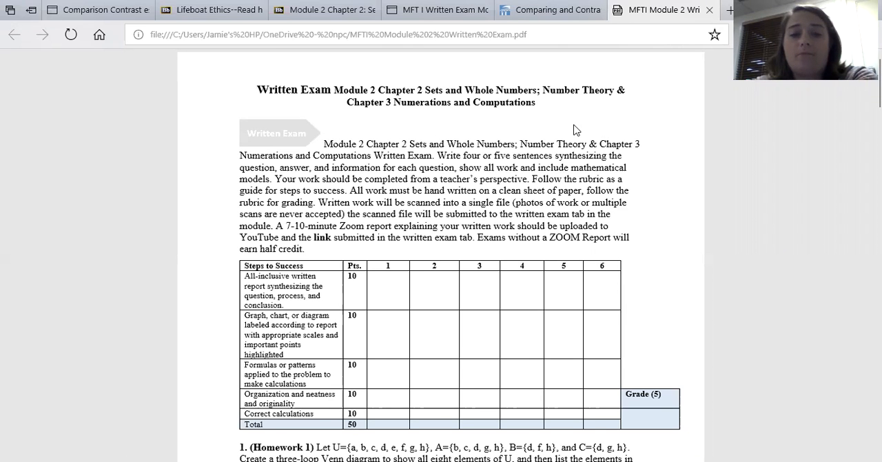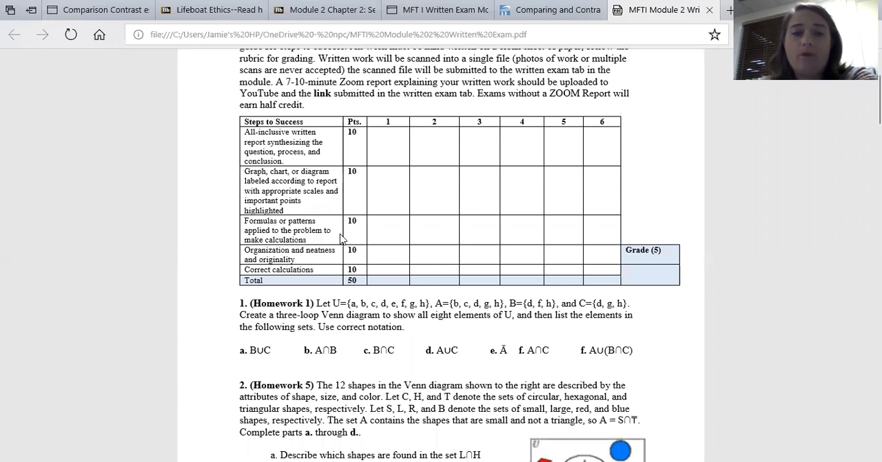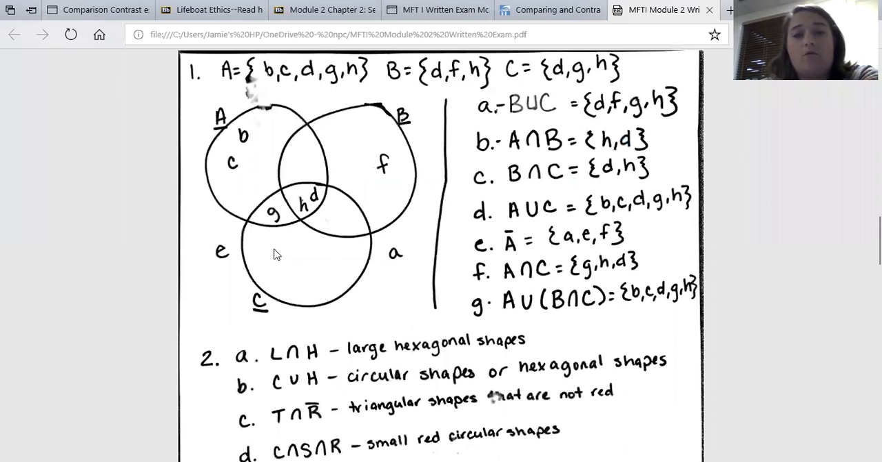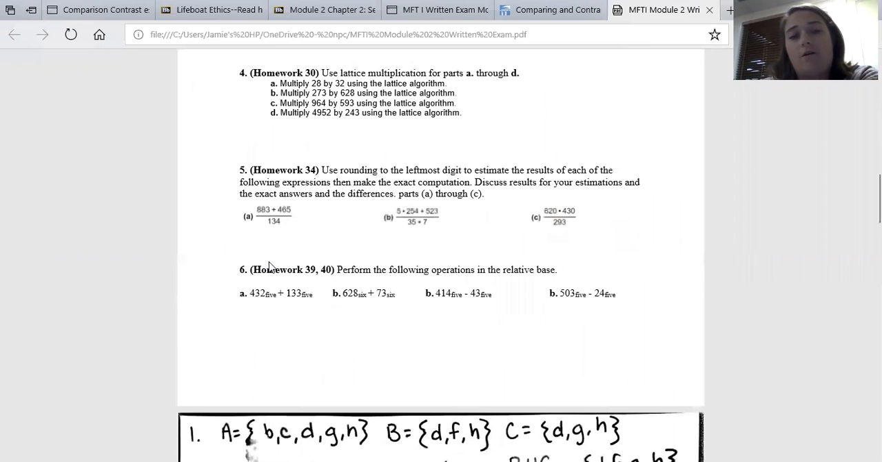So in our written exam, we're asked to create a 3-loop Venn diagram to show all 8 elements of U, and it says let U be A, B, C, D, E, F, G, and H. So basically what that's saying is making all those numbers that were designated to A, B, and C, and they can only be in those numbers, but if you'll notice, there's also some of those same numbers that are shared with B and C.